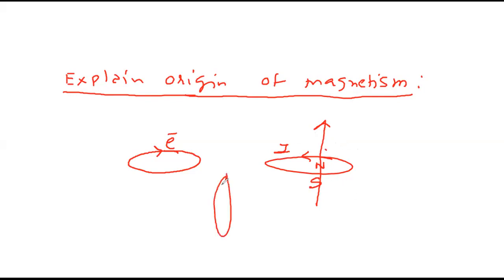Dipole moment is always directed from south pole to north pole. So if this is south pole, this is north, तो ऐसा जाएगा. मतलब in any case it is perpendicular to the orbit.